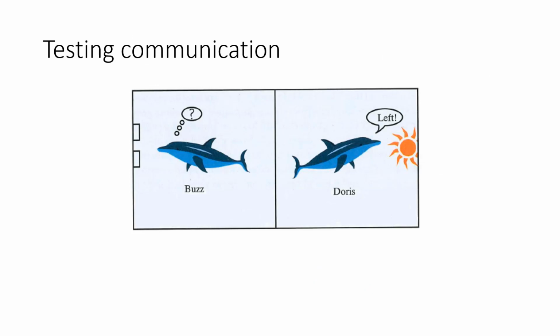Then, Dr. Bastian tested the dolphins' ability to communicate by putting them into a pool with a curtain separating the two dolphins. Then he showed Doris a light, but only Buzz had access to the buttons. If Buzz pressed the correct button based on the light that Doris saw, then both dolphins received food. So the dolphins had to communicate to get the reward.